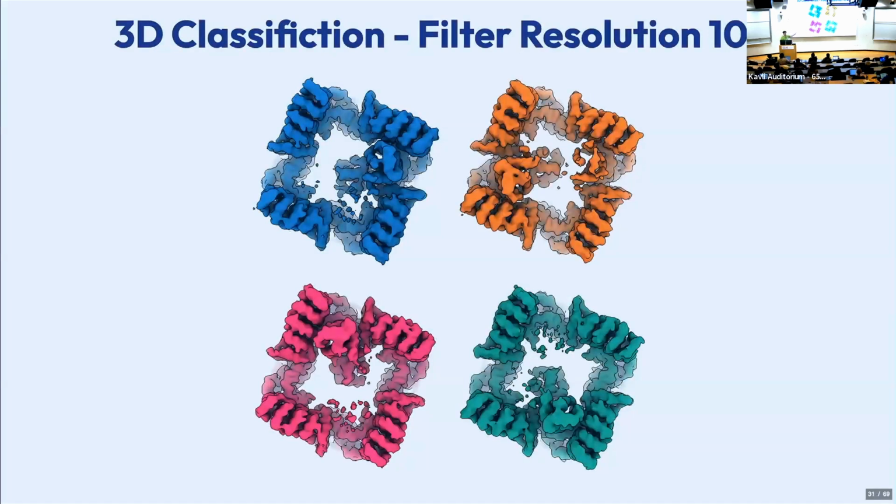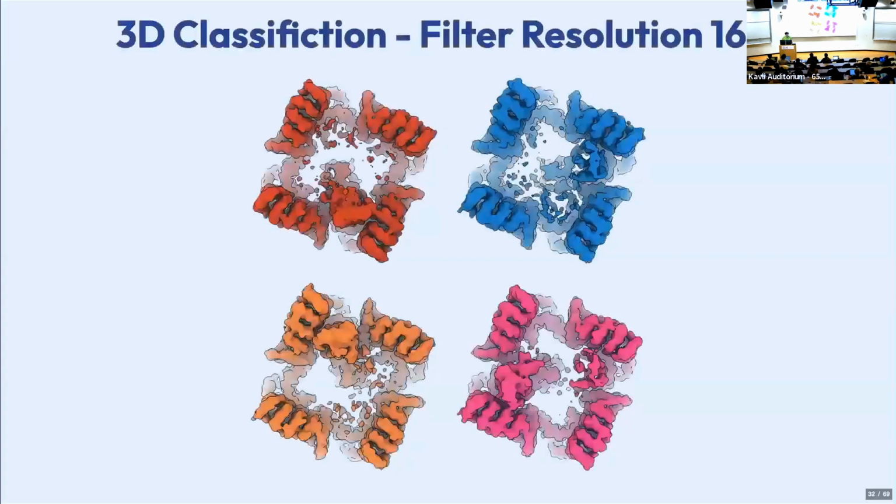Again, 5 minutes, and it is able to split these things apart because we tuned that filter resolution. At 10 angstroms, you can still see the calmodulin, but the ion channel has kind of been blurred out. And so the only thing that will change how well a particle matches a class is where that calmodulin is. Okay, so that's the power of filter resolution. Just by changing that one parameter, we get totally different results.